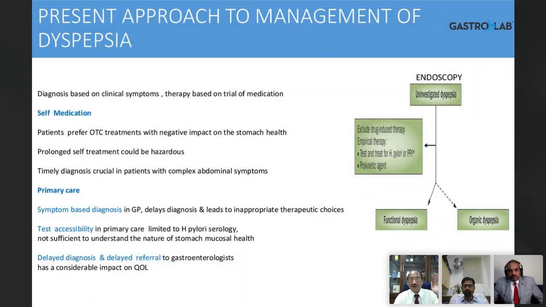And many times people are dissatisfied with the treatment of dyspepsia. So they self-medicate, they buy drugs over the counter, and this can create a lot of problems. It can delay the diagnosis, and can land them in dangerous, hazardous situations. And in primary care, the general practitioner treats the patient based on symptoms because test accessibility is poorer in primary care, except for H. pylori serology, which can be done as an office test. Otherwise, these sorts of empirical treatments delay the diagnosis, delay the referral to the gastroenterologist, and land the patient in trouble.